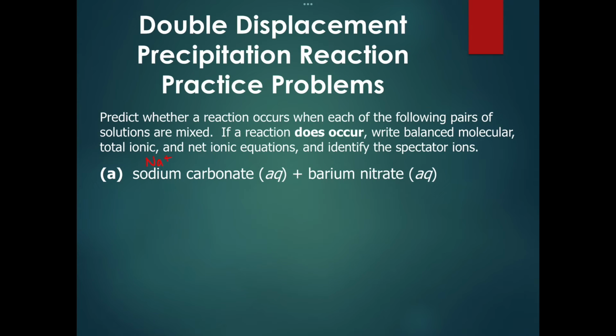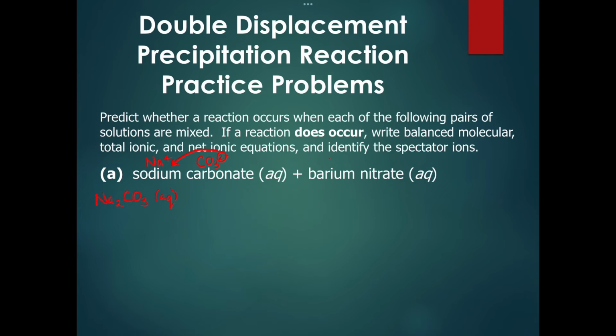So we have sodium is Na+ and carbonate is CO3 2-. These ions are not equal and opposite, so we need to circle and switch. So we'll get Na2CO3, and that's aqueous. Even if the problem didn't say it was aqueous, we would know this is aqueous because sodium is an alkali metal and alkali metals are always aqueous.